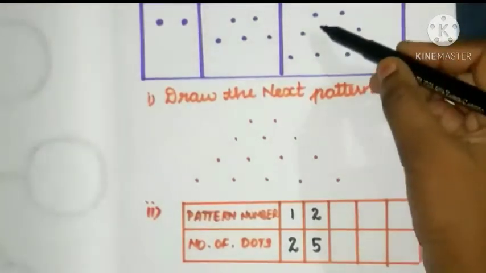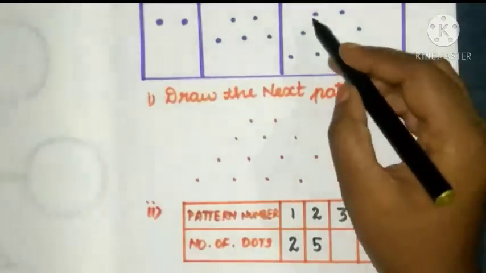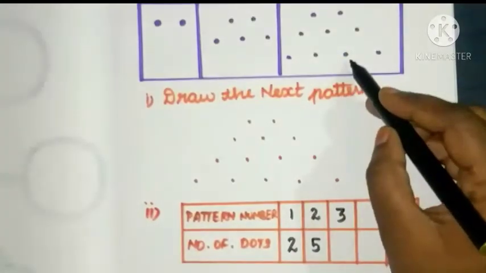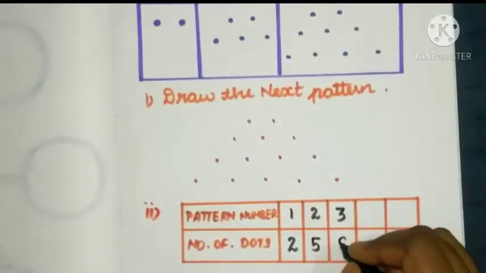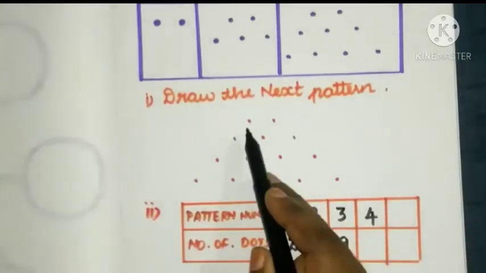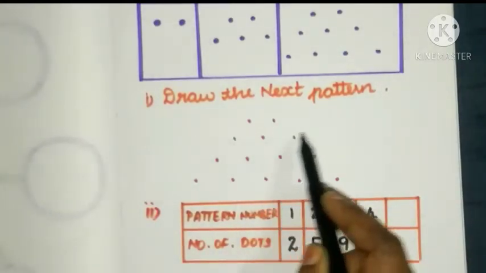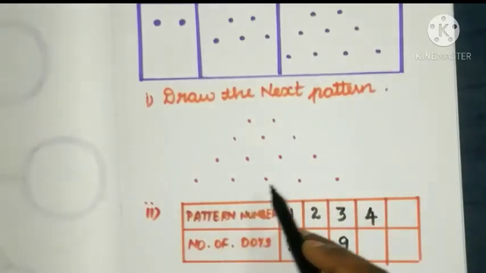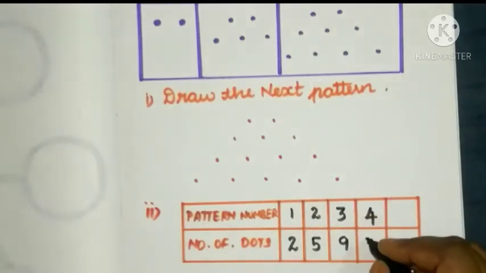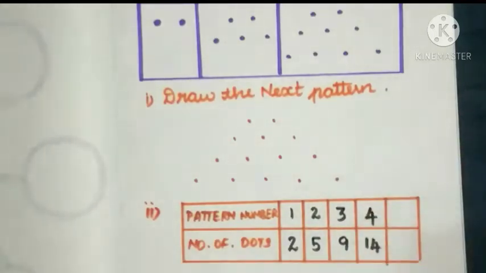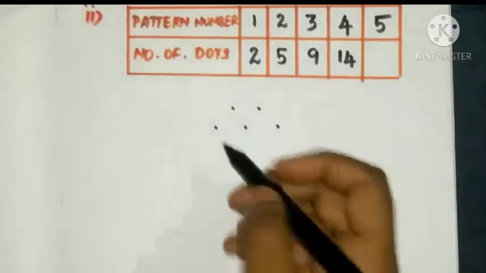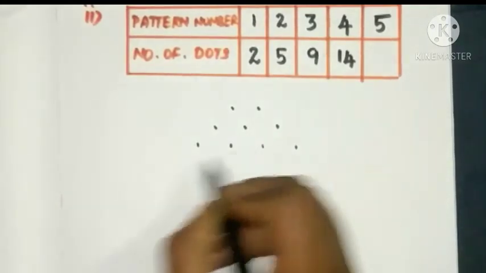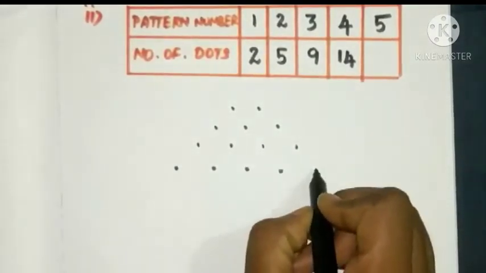In third one how many dots are there? In third one 1, 2, 3, 4, 5, 6, 7, 8, 9. So 9 dots are there. In fourth pattern 1, 2, 3, 4, 5, 6, 7, 8, 9, 10, 11, 12, 13, 14. So totally 14 dots are there in fourth pattern. Then you have to find the fifth pattern. The dots start with 2, then 3, 4, 5, 6.